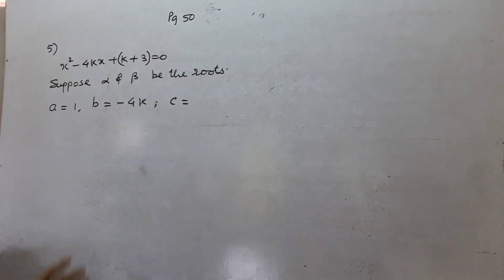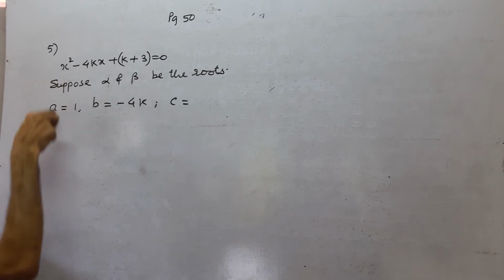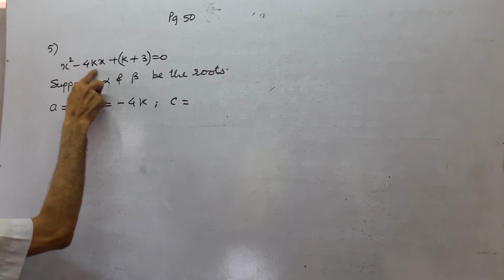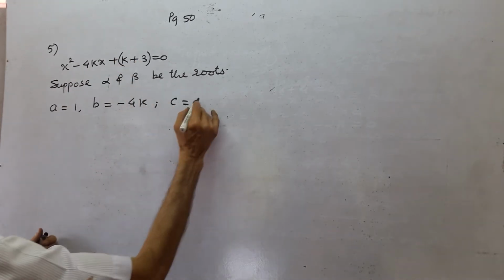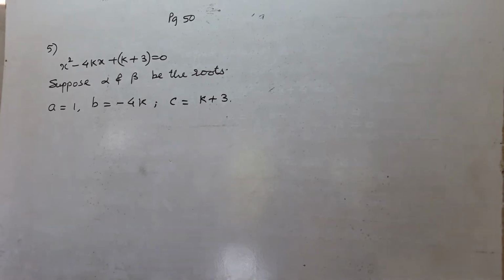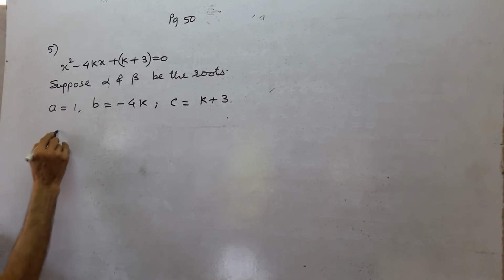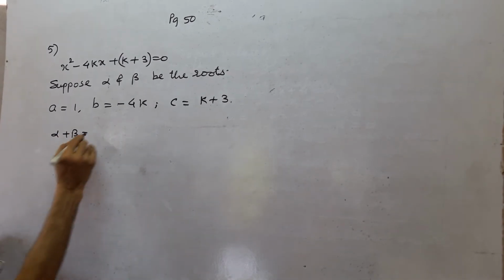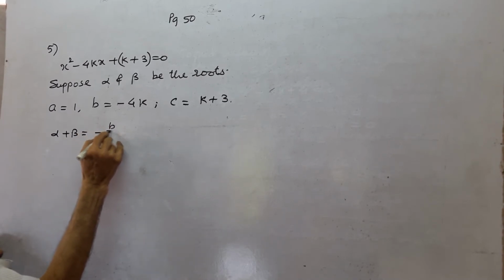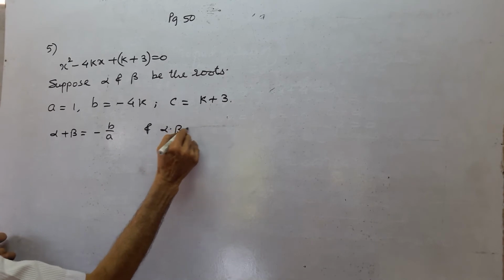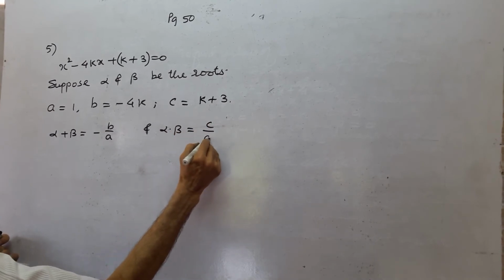This is general form. And therefore in place of a, 1 is there. In place of b, minus 4k is there. And in place of c, k plus 3 is there. Suppose alpha and beta be the roots, then we know that alpha plus beta is equal to minus b upon a, and alpha into beta is equal to c upon a.